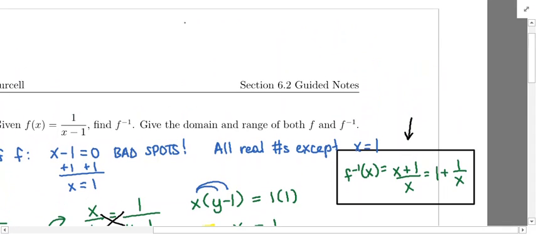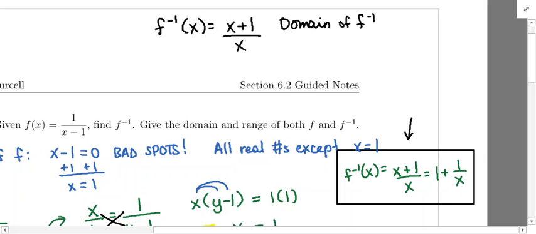So I'm going to come up here. Let me work with this format. Let's do the x plus 1 all over x. This is a fraction. We're finding its domain. This is the work to find the domain of f inverse. This is a fraction, so the bad spot is going to be when the bottom is equal to 0. So x can't be 0 here. If you plug in 0 to x plus 1 over x, you're going to be clearly dividing by 0.